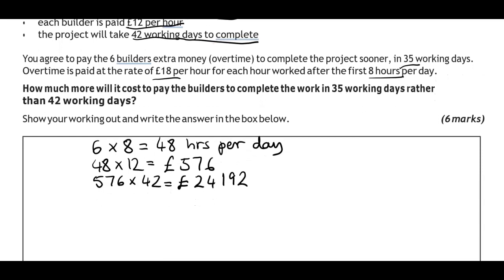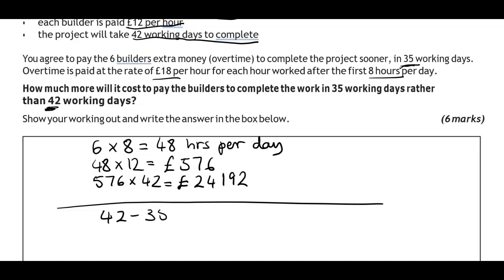Now let's compare it to 35 working days. The 6 builders will get extra money to get it complete. So 42 take away 35 equals 7. So 7 days before it's due, it's going to finish. That means that the work of the 7 days will be paid as overtime in those 35 days.